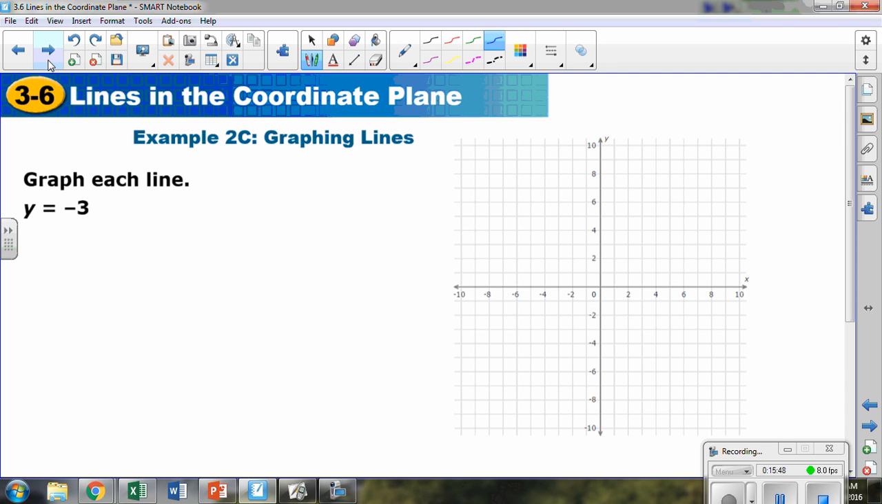What if it's y equals -3? Remember, y equals, is that horizontal or vertical? That's a horizontal line, so the height of -3 gives us our starting point. We need a completely horizontal line. And we're done.